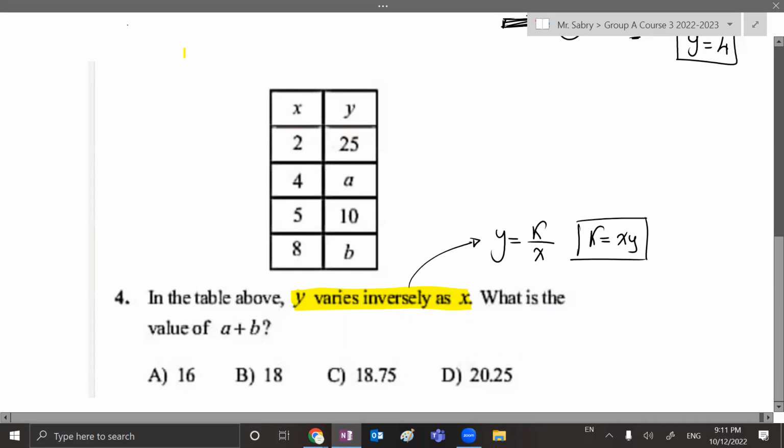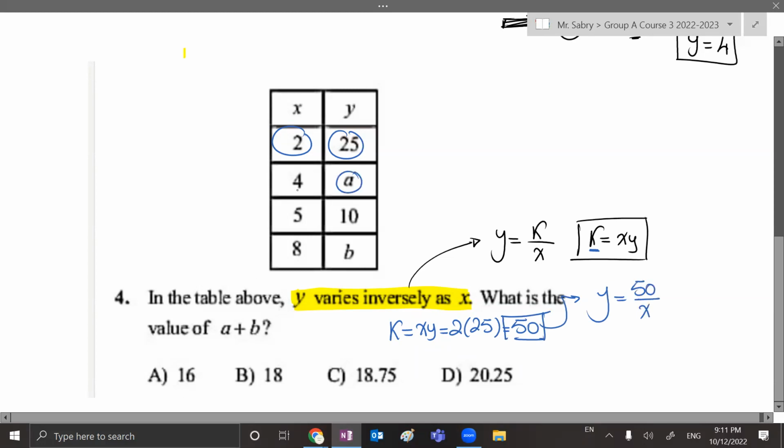What's the value of a plus b? In order to get a and b, I need first to get the k, as we said earlier. So just take an x and y, any x and y, let's say these two, and multiply them by each other to get the value of k. So 2 times 25, that's the value of k, which is 50. Now I have the k, which means I have the equation y equals 50 over x.